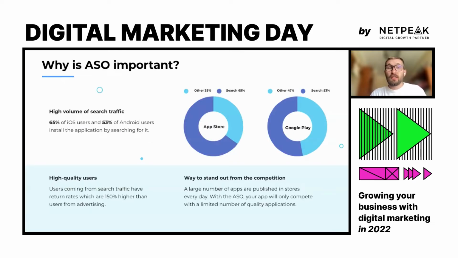If we are talking about statistics, 65% of iOS users and 43% of Android users will install the application only by searching for it. So it's really a huge amount. That's why you need to use one of two tools to attract these clients. First of all is organic App Store optimization. And the second one is Apple Search Ads, which is pretty similar to Google Paid Search, but inside the Apple Store.